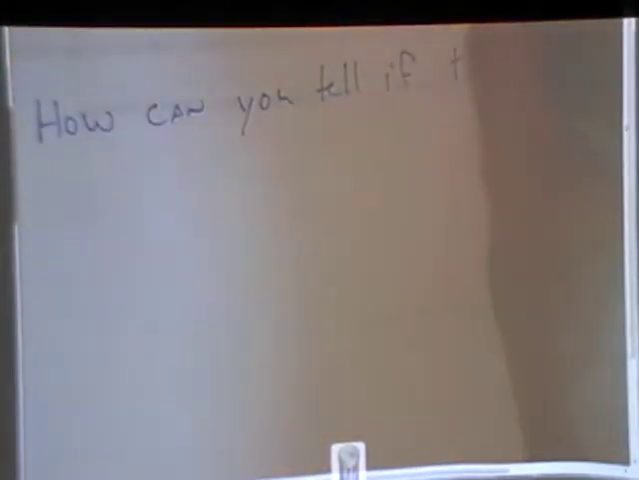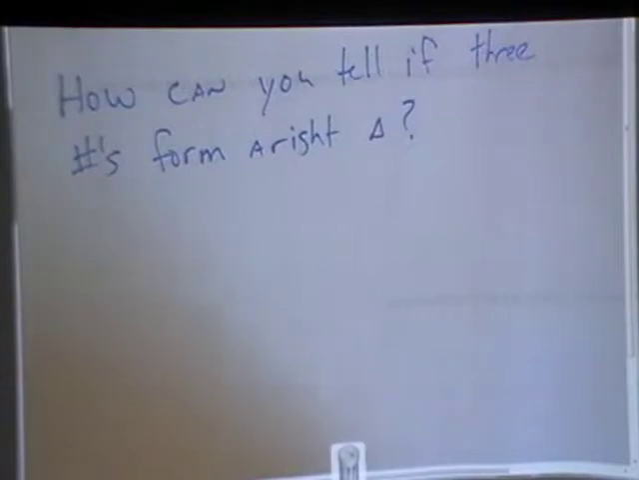Okay, last example. So now we're shifting gears. We're going to talk a little bit about right triangles. Okay? How can you tell if three numbers form a right triangle? We're going to use something called the Pythagorean theorem.